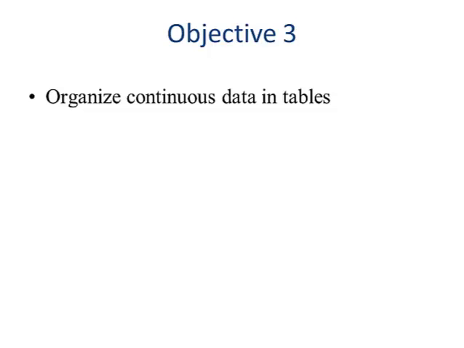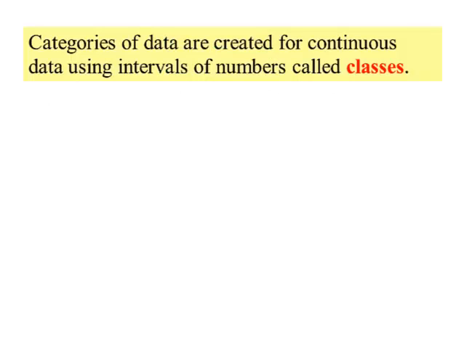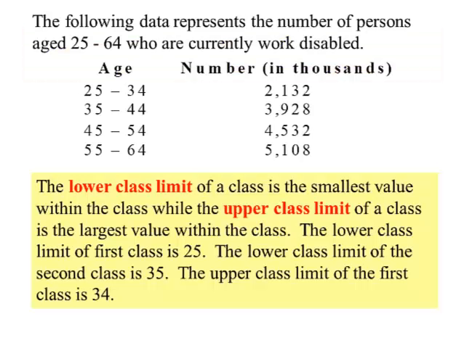Lesson objective number 3. Categories of data are created for continuous data using intervals of numbers called classes. So here's an example. The following data represents the number of persons aged 25 to 64 who are currently work disabled. So we have the age, and we have the number in the thousands. So this would be a class, ages 25 to 34, and there's 2,132 times 1,000 people. The next class would be 35 through 44, and so on and so forth. There's a total of 4 classes here and the corresponding frequency.